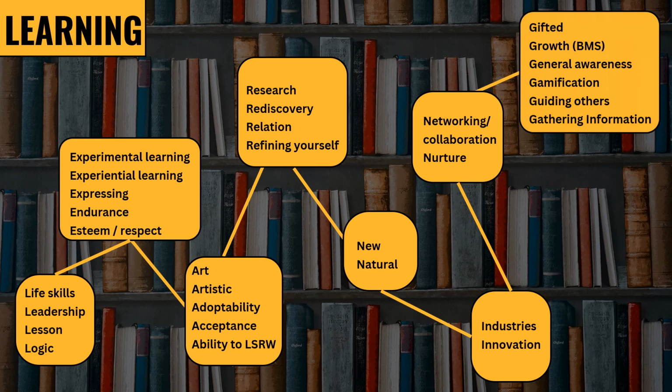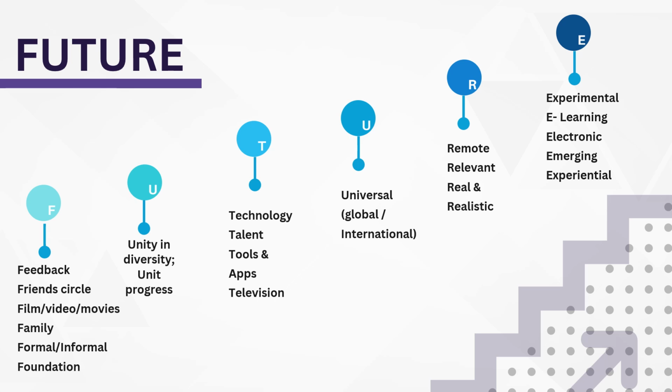I for industries and innovation. N for networking, collaboration and nurture. G is for giftedness, growth in body, mind and spirit, general awareness, gamification, guiding others and gathering information. Future. F stands for feedback, friend circle, film, video, movies, family, formal and informal, foundation.